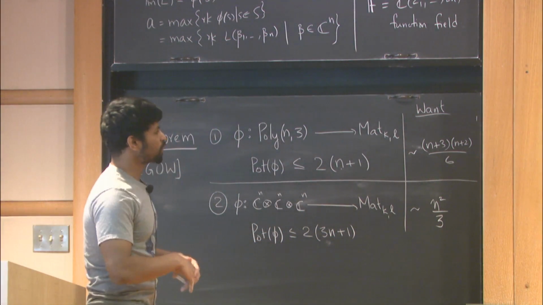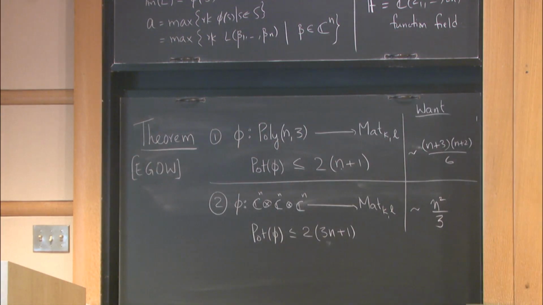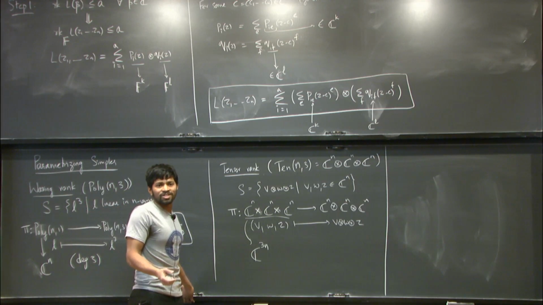Now, what would you do if your parameterization was degree d? Yeah, so let's say instead of 3 tensors, you were interested in d tensors.